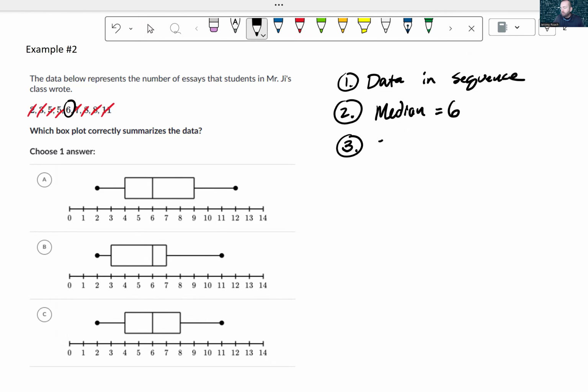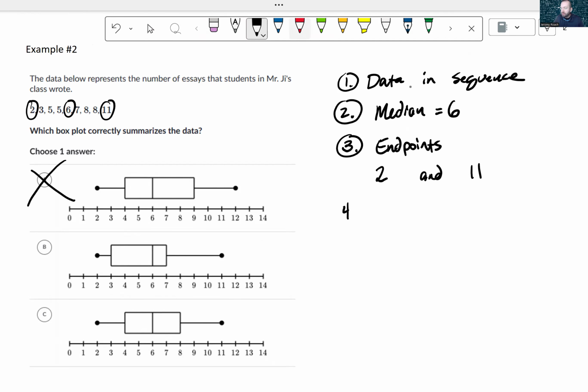Okay, now we're going to check our endpoints. And again, we're using our data set first, and we're comparing it to the box and whisker plot. So our endpoints on the data set are 2 and 11. So 2 and 11, it looks like A is 2 and 12, so not A. Cross out A. B is 2 and 11, and C is 2 and 11. And earlier we found our median. It looks like all three of these have a median of 6, so we had nothing to cross out for step 2.